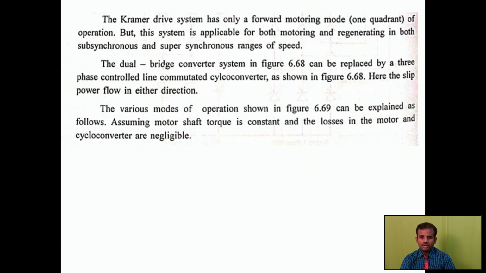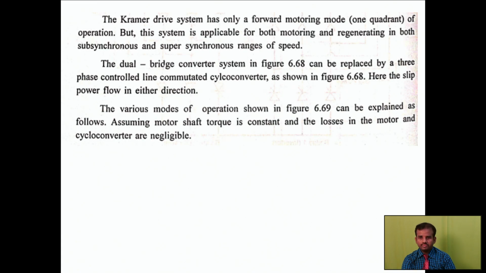So there are 4 modes: one is subsynchronous motoring, another is super synchronous motoring, the third is subsynchronous regeneration, and the fourth is super synchronous regeneration. So here we have 4 modes of operation in this cycloconverter static Scherbius drive. But in the Kramer system, at a time we have only one mode, the forward motoring mode. It is a one quadrant operation. Only this system is applicable for both motoring and regenerating modes, in both subsynchronous and super synchronous speed of operation.